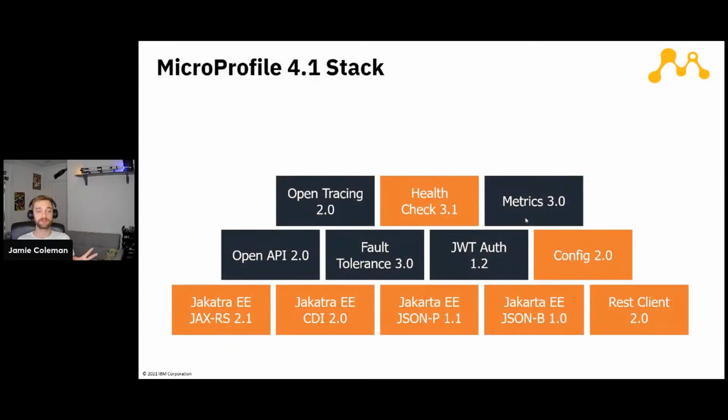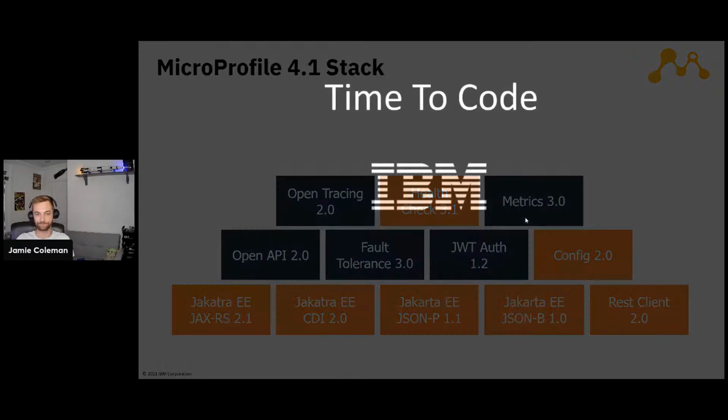So these microservices use a range of different specifications. So we've got JAX-RS, CDI, JSONP, JSONB. We're also using the REST client, Config 2.0, and health check. While we're waiting for images to push up to repositories and things like that, I will go through some of the code and just explain it again.